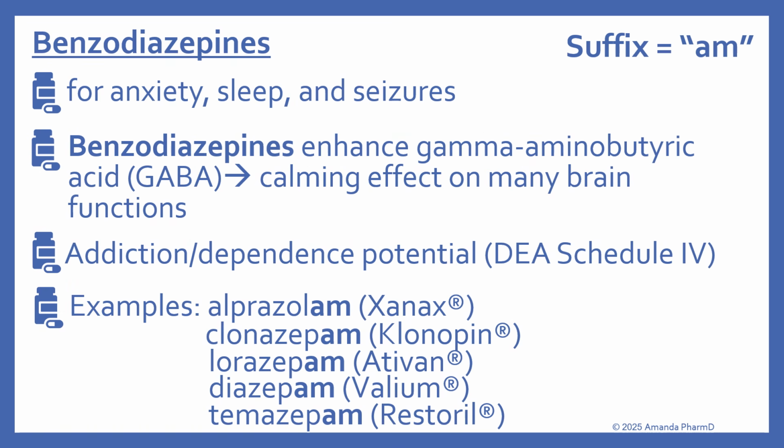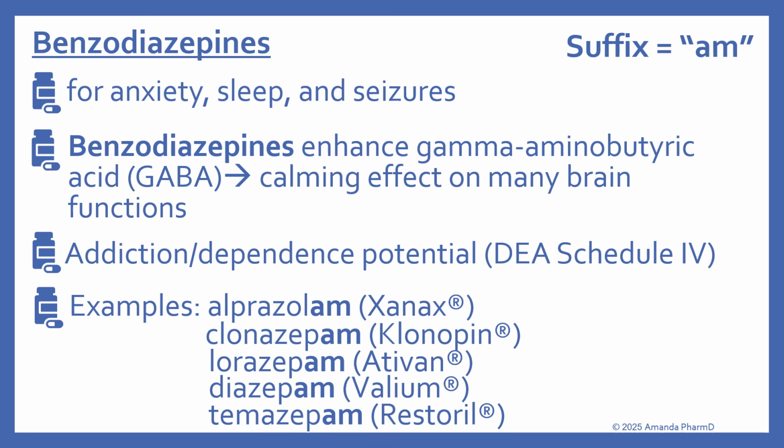Next are the benzodiazepines. These are for anxiety, sleep, and seizures. The benzodiazepines enhance the gamma aminobutyric acid, or GABA, and this has a calming effect on many of the brain functions. They do have an addiction or dependency potential. They are a DEA Schedule 4.